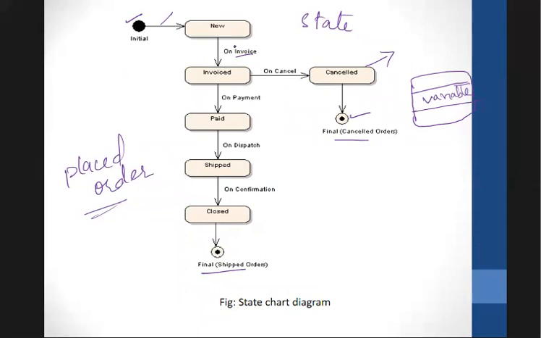It is going to tell you what events occur, that is, when your invoice is generated. If you're making the payment, then you change from the invoice state to the paid state. Whereas if you cancel the order, the invoice state is changed into a cancelled state. So these are the messages that trigger the change from one state to another state. Now this paid is one state. This on dispatch is a trigger that changes from the paid state to the shipped state. So this is the state chart diagram.